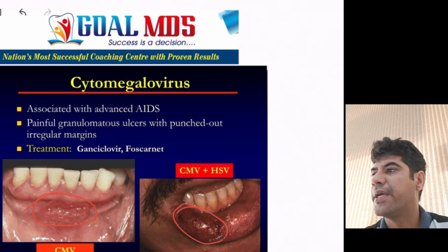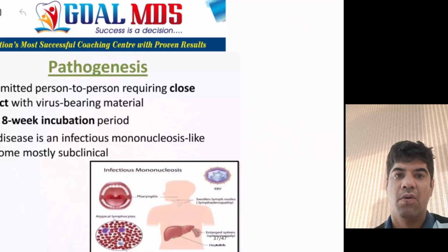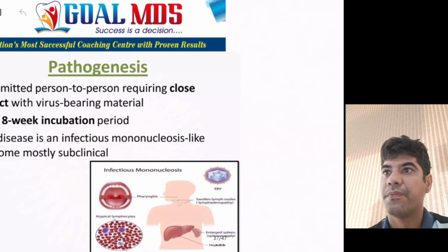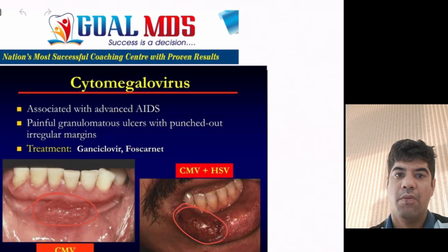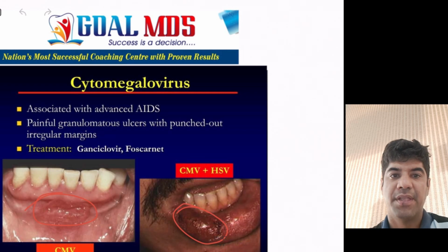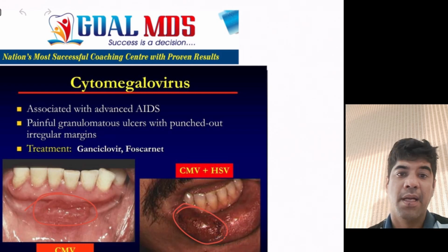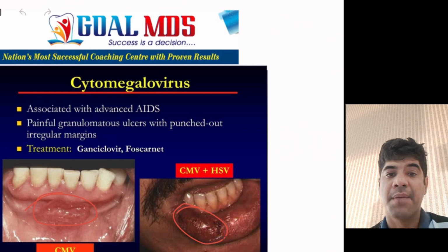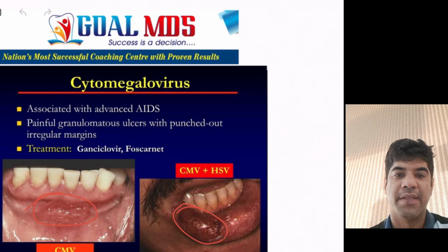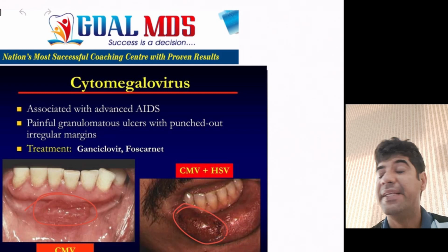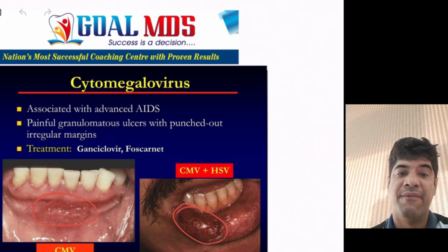Now, how can you diagnose cytomegalovirus? We can diagnose cytomegalovirus through the biopsy technique, through viral culture, and PCR. They are other methods to detect cytomegalovirus. In the blood, there may be an increase in the atypical lymphocytes.